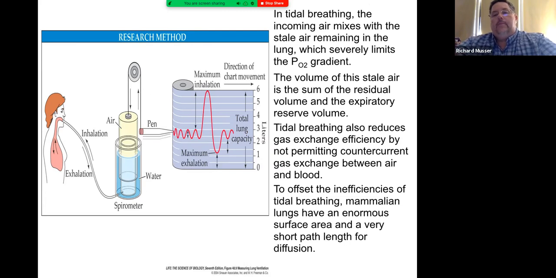In tidal breathing, the incoming air mixes with the stale air remaining in your lungs, which severely limits the gradient of oxygen. The volume of stale air is the sum of the residual and the expiratory reserve volume. Tidal breathing also reduces gas exchange efficiency by not permitting countercurrent gas exchange between the air and the blood. So again, we're not as efficient as birds or fish in some regards. To offset the inefficiency of tidal breathing, mammalian lungs have enormous surface area. This is the way we try to deal with that problem. Because again, with the stale air in our lungs, we have some carbon dioxide and other things like that.